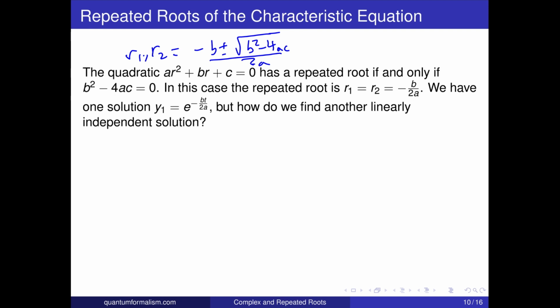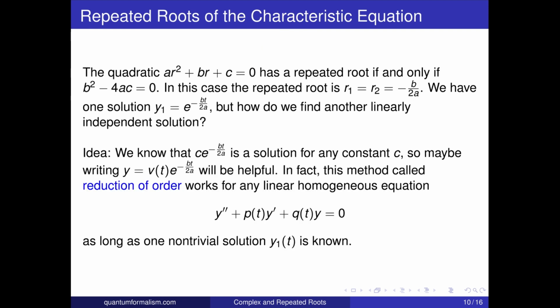All right, so the strategy: I did say that c times e to the minus bt over 2a being a solution isn't helpful, but it does help inform our strategy, which is that we replace this c with an arbitrary function v of t. And the idea is that by doing this, we're hoping to get some kind of nice cancellation in the differential equation, and that hopefully we'll end up with something that we can actually solve at that point. And the answer is yes, we will get something we can solve at that point.